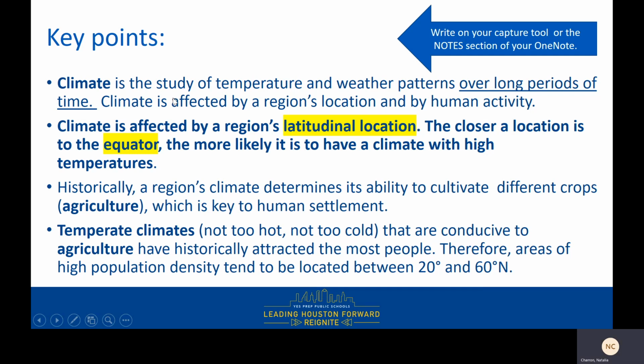Climate is affected by our region's location and by human activity. In terms of location, climate is most affected by our region's latitude, those horizontal lines across the Earth, of which the equator is the most important. The closer a location is to the equator, the more likely it is to have a climate with high temperatures because the sun hits there most directly.